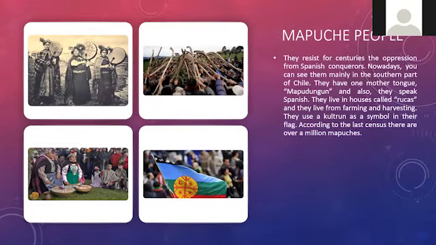They live in houses called rucas, and they live from farming and harvesting. They use a cultrun as a symbol in their flag. According to the last census, there are over 1 million Mapuches. Excellent. Thank you very much, Martina.